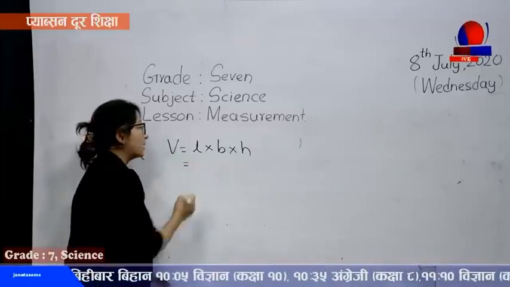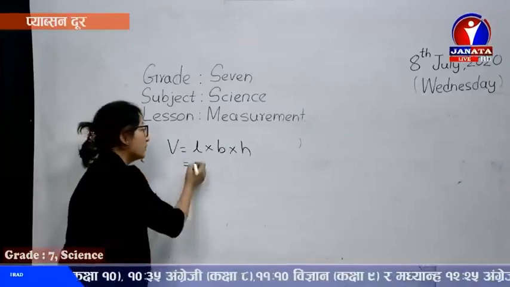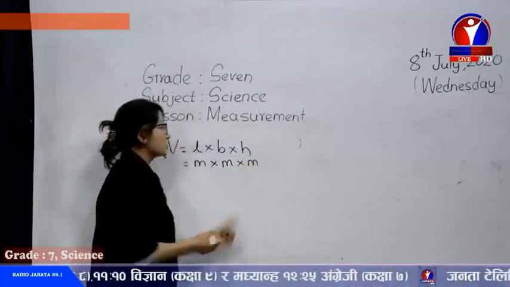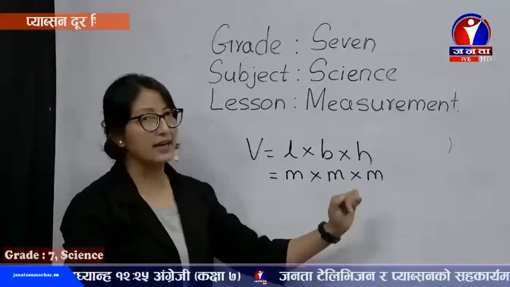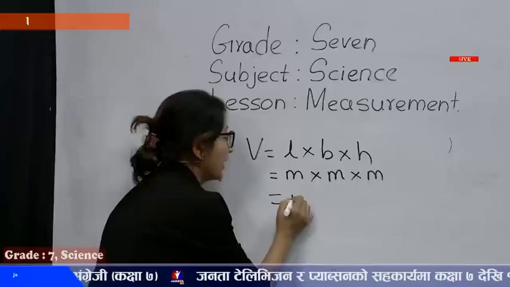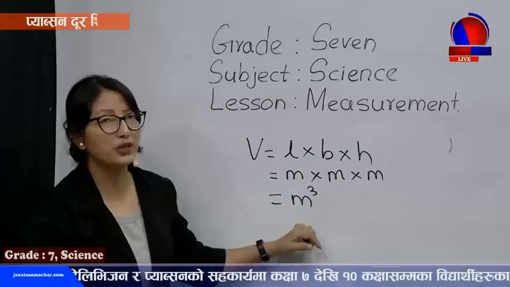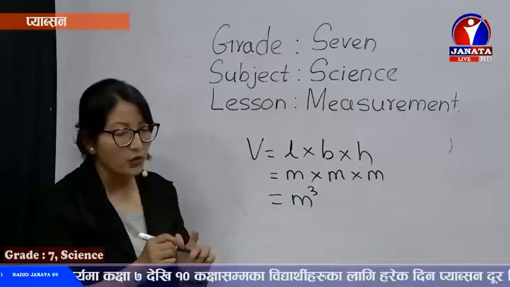And simply to learn about the SI unit, the length we measure in meter, breadth we measure in meter, and height we measure in meter. That's the SI unit. The SI unit of length, breadth, height is meter. And if it's m into m into m, it's m cube, or we can say cubic meter. Yeah, cubic meter is the SI unit of volume.